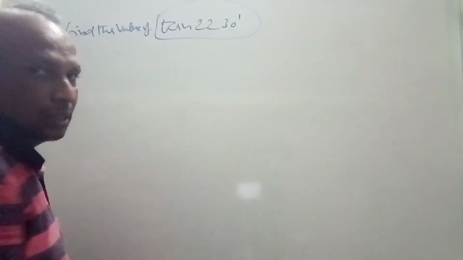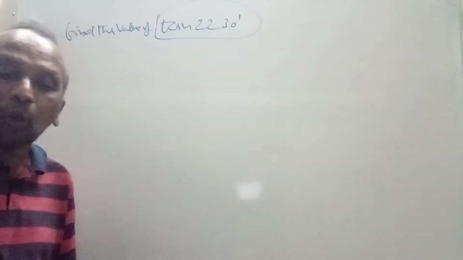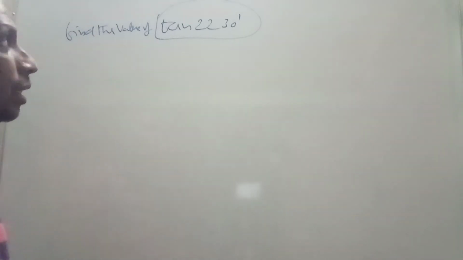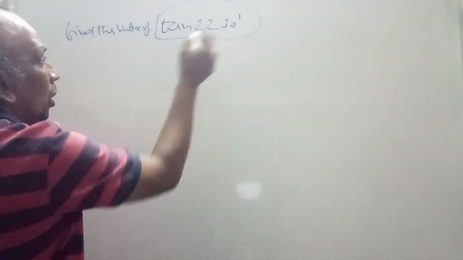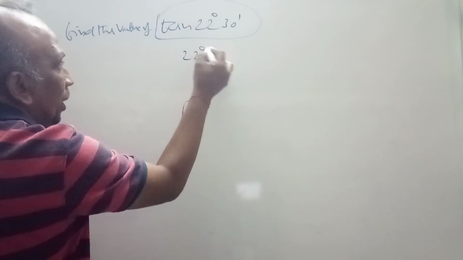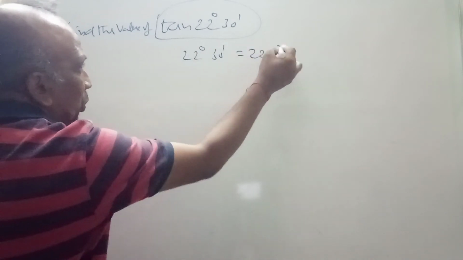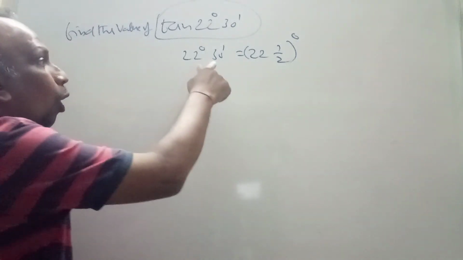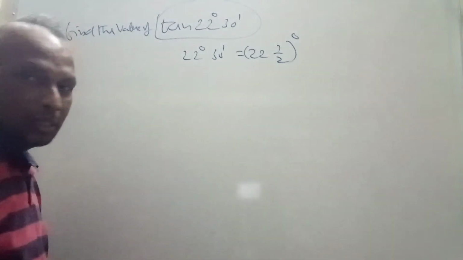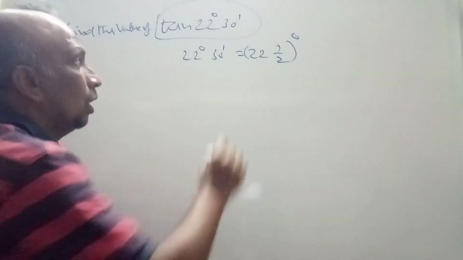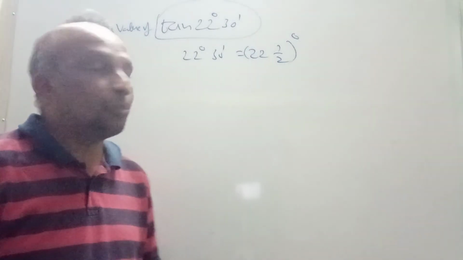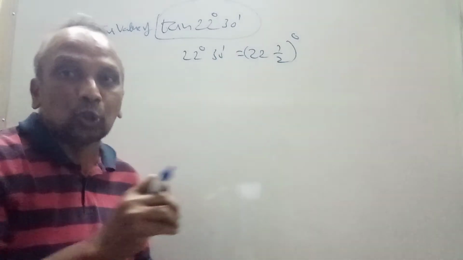So what I am thinking here, to solve this problem, 22 degrees 30 minutes is nothing but 22.5 degrees, right? Because you know 1 degree equals 60 minutes, half degree, 22.5 degrees. They are asking 22.5 degrees. To find this, 22.5 degrees belongs to the first quadrant. That means tan 22.5 gives a positive value.